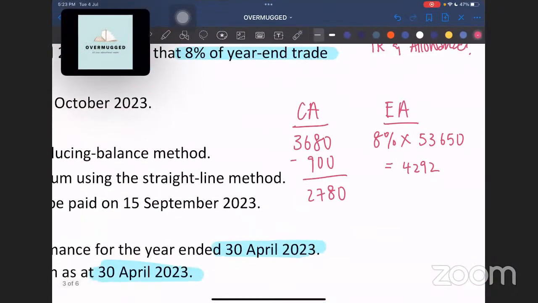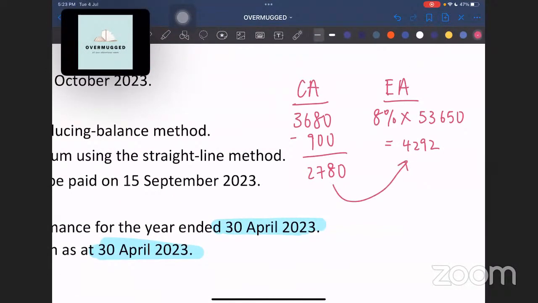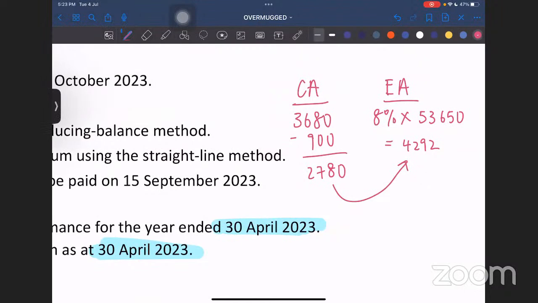Okay, then from here to here, how do I move? How do I get to this amount? I will need to add 1512. Okay, so recap again. What is this? This is an impairment loss on TR.